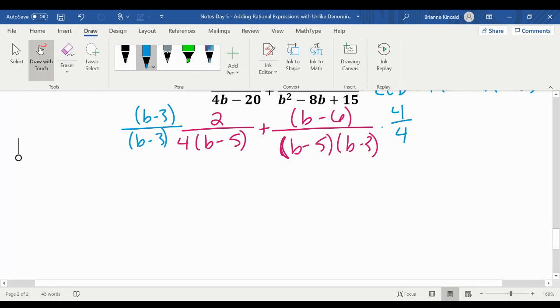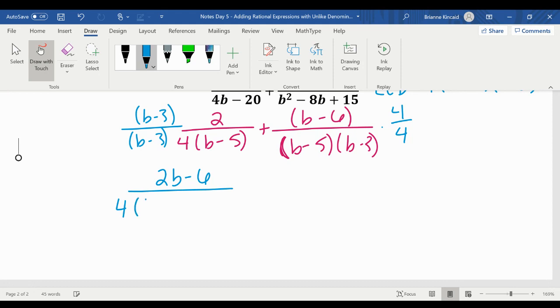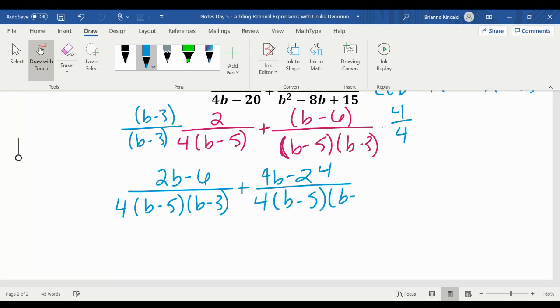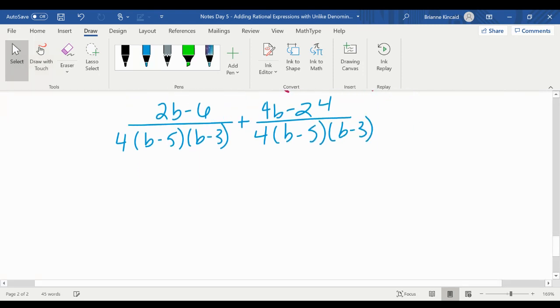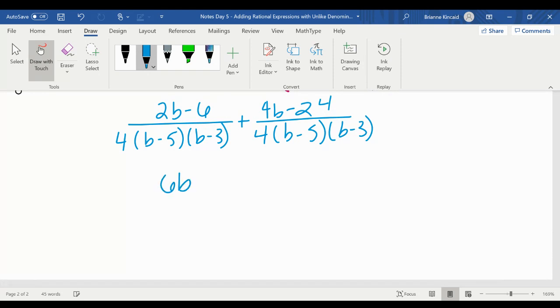So when I do this, I'm going to get 2b minus 6. Remember, you want to keep the denominator factored, but you want to make sure you distribute in the numerator, and then 4b minus 24. And then once they're common, you can combine everything. So in the numerator, 2b and 4b is going to give me 6b. Negative 6 and negative 24 is negative 30, all over 4 times b minus 5 times b minus 3.